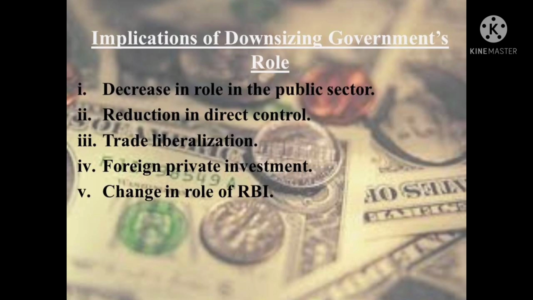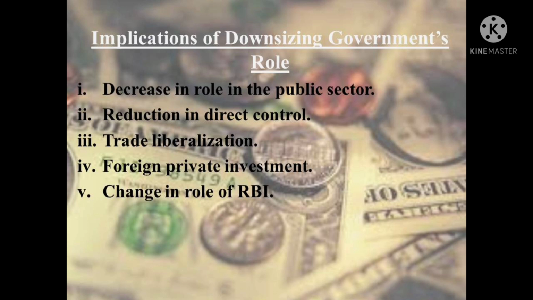Next, implications of downsizing government's role: decrease in role of the public sector, reducing direct control, trade liberalization, foreign private investment, and change in role of RBI. So the first one is decrease in the role of the public sector. The first implication of downsizing the government's role is that the government has reduced its direct participation in productive activity in a big way. Point number 2, reduction in direct control.